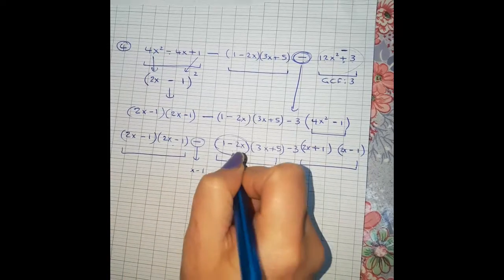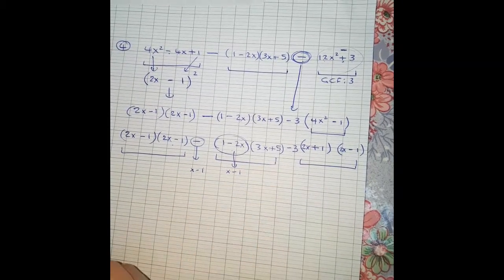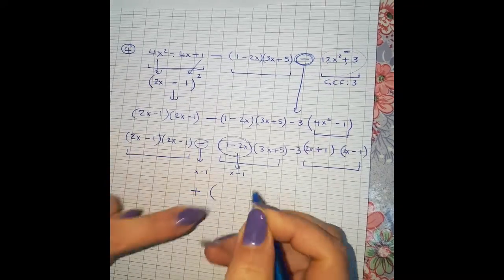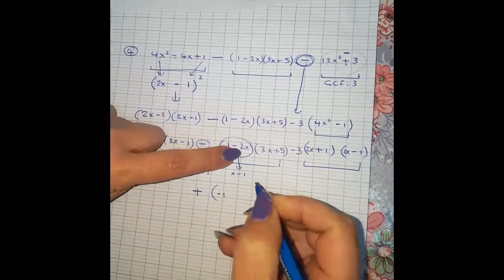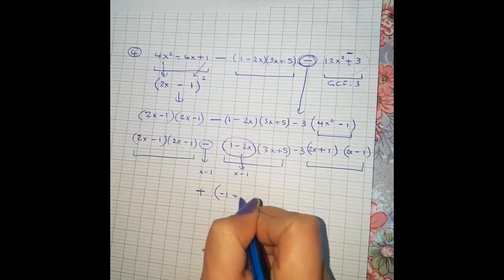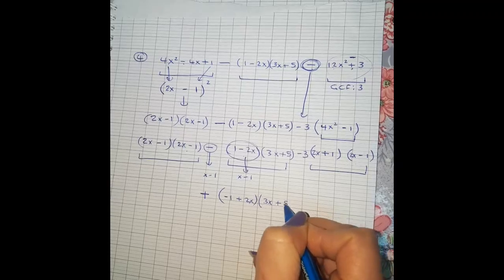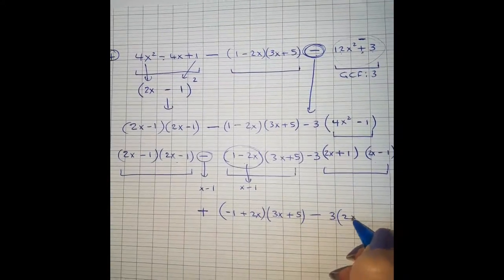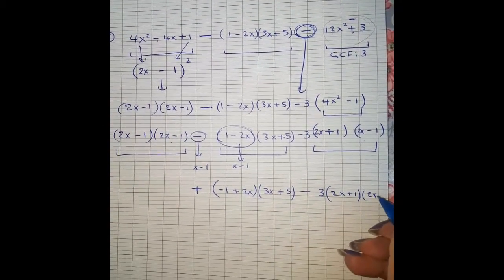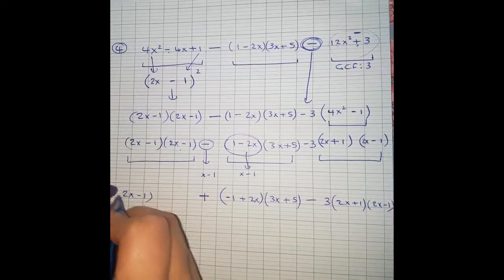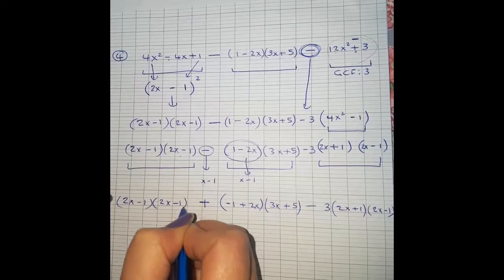Times a negative 1, times a negative 1. Minus and a minus give me a plus. 1 times a negative 1 gives me a negative 1. Minus 2x times a negative gives me a plus 2x. And I rewrite the expression as it is. 2x plus 1, 2x minus 1. And then I bring down the first part, which is 2x minus 1, 2x minus 1.